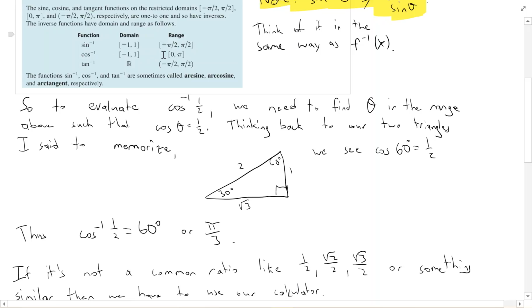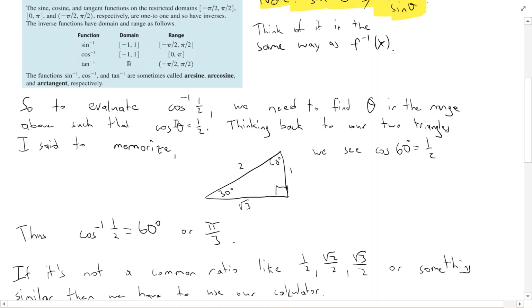For inverse cosine, between 0 and pi, or 0 and 180. And for inverse tangent, you can plug in whatever you want, and the range is the same as inverse sine, except notice it does not include the endpoints, whereas inverse sine does.